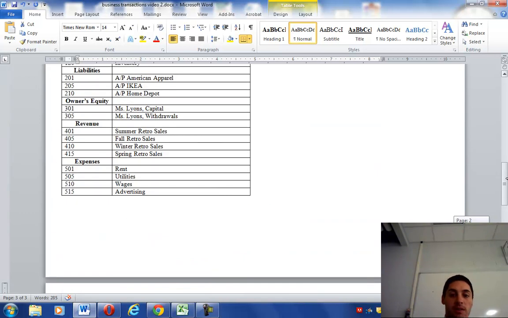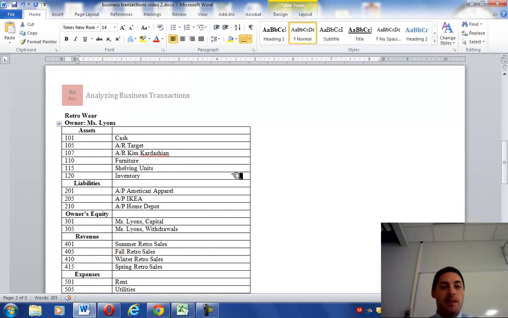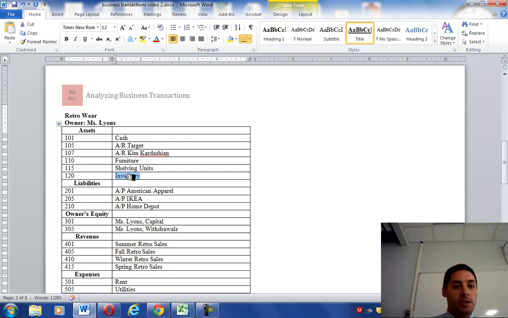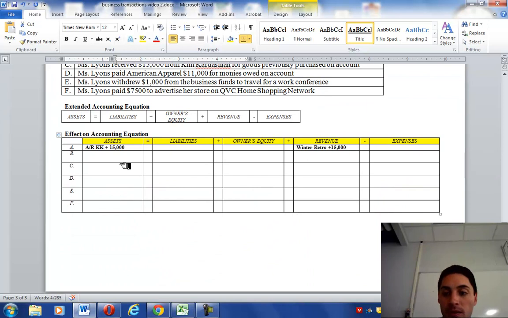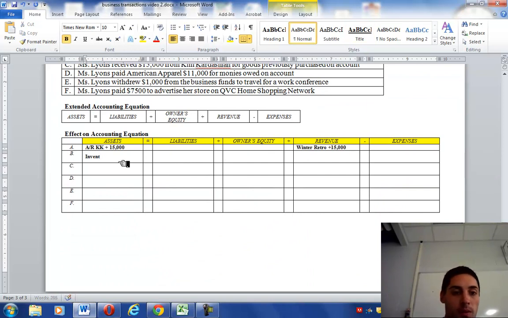Transaction C. Ms. Lyons received $15,000 from Kim K for goods previously purchased on account. Okay, now this is a new transaction you haven't seen yet. She received money, so cash is going to go up. Why did she receive it? She didn't sell anything. All that's happening here is Kim Kardashian now says, all right, wow, I forgot. I owe Miss Lyons Retroware money for stuff I bought a couple of weeks ago. So now Kim K is just mailing in the check for the goods bought.